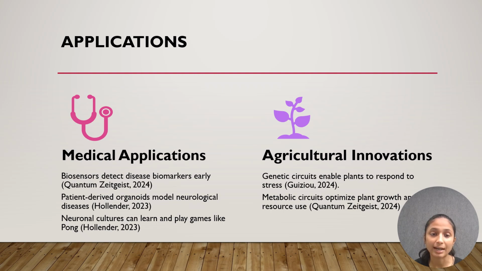In agriculture, synthetic genetic circuits have been engineered into plants to detect and respond intelligently to environmental stresses, improving resilience in crop yield. Integrated metabolic and transcriptional circuits help plants allocate resources efficiently, optimizing their growth. Next, let's explore the broader global benefits of biocomputing.